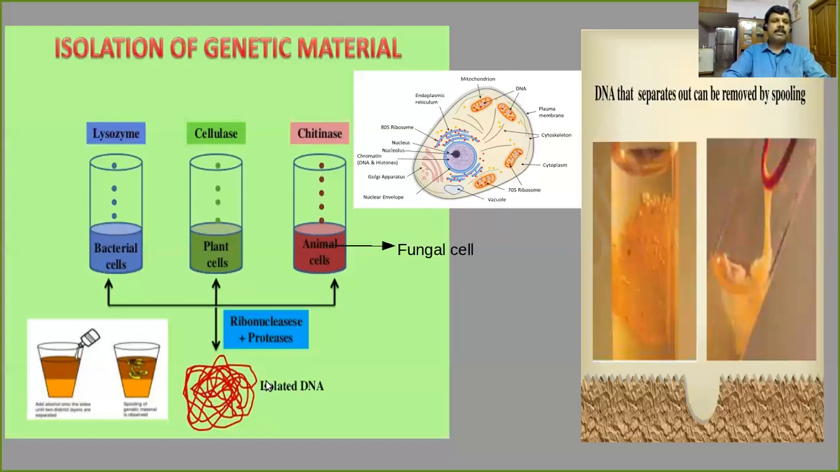This is the different steps in the isolation of genetic material. So at the end of this step, what do we get? We will get the entire DNA of the cell. This is the first step of recombinant DNA technology. Is it clear?